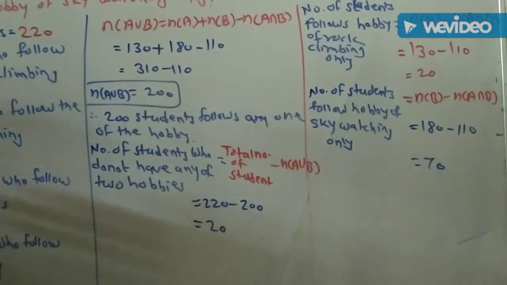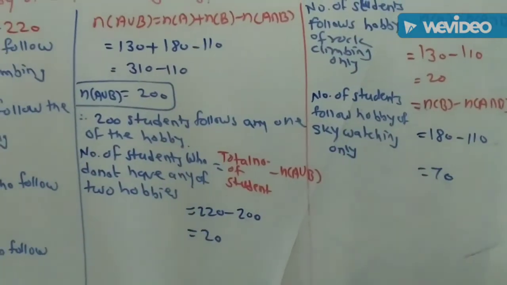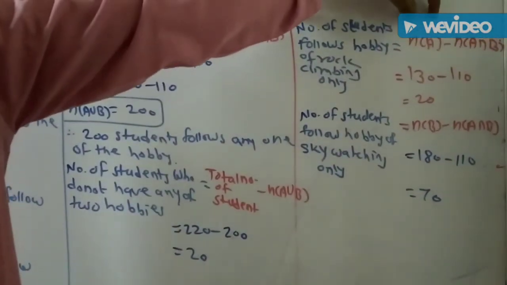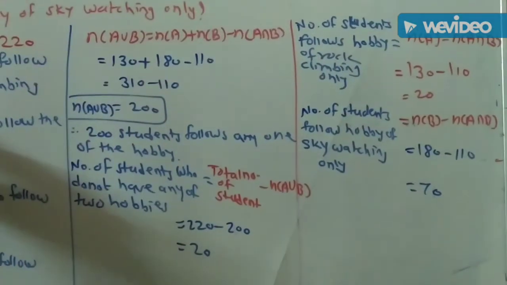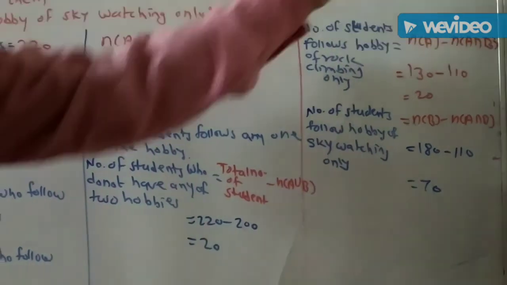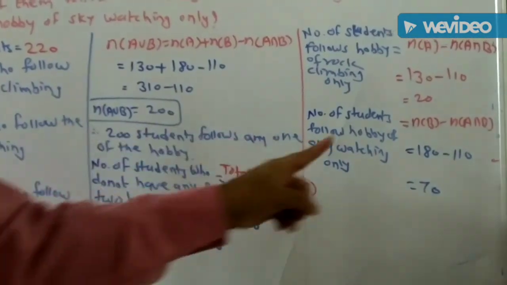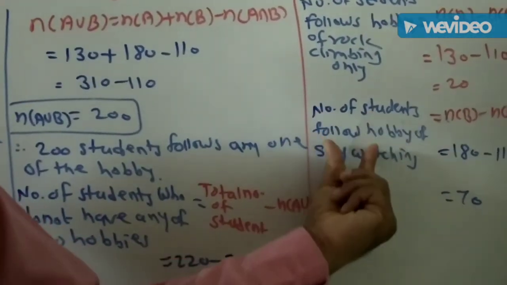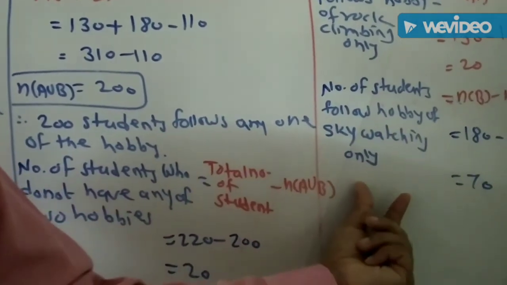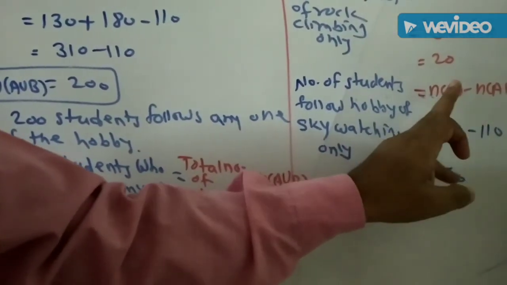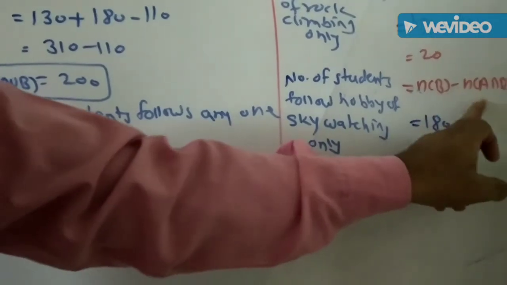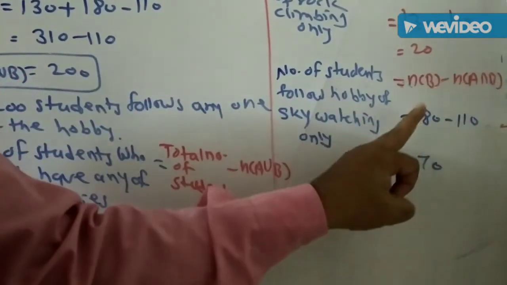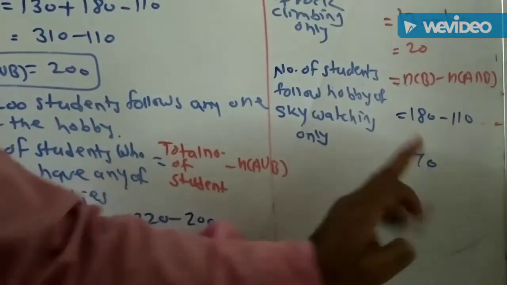Now the number of students who follow the hobby of rock climbing only, we can find by subtracting the number of students who follow both the hobbies from the number of students who follow the hobby of rock climbing. Therefore 130 minus 110, that is 20. Similarly, the number of students who follow the hobby of sky watching only is equal to the number of students who follow the hobby of sky watching minus the number of students following both the hobbies, that is, number of B minus number of A intersection B, 180 minus 110, that is 70.